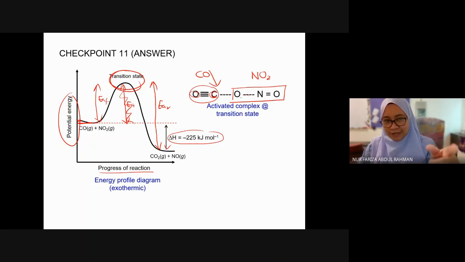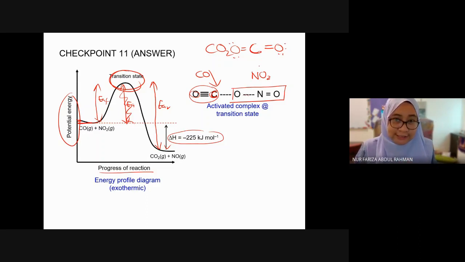Kenapa? Mungkin ada soalan nak tanya. Madam, kenapa dia tak langgar dengan O? Dia tak boleh langgar dengan O. After all, O dengan O kan dia repel lebih kan. So dia sebenarnya akan langgar dengan C. Sebab CO2, macam mana you draw CO2? Macam ni kan. So C yang pegang both of the oxygen. Okay, alright. So this is how your activated complex looks.